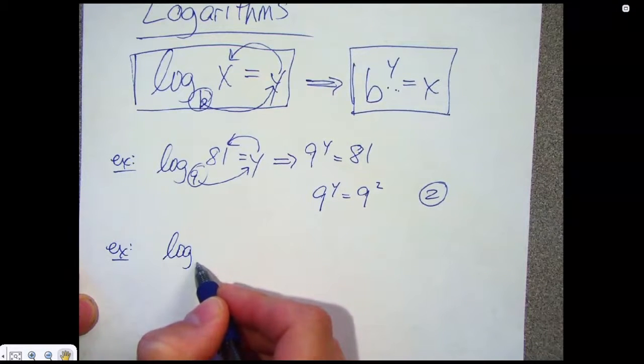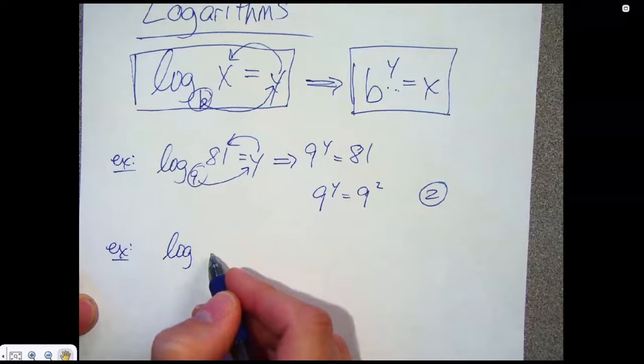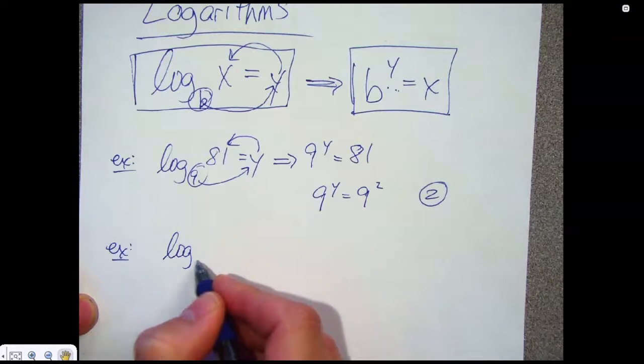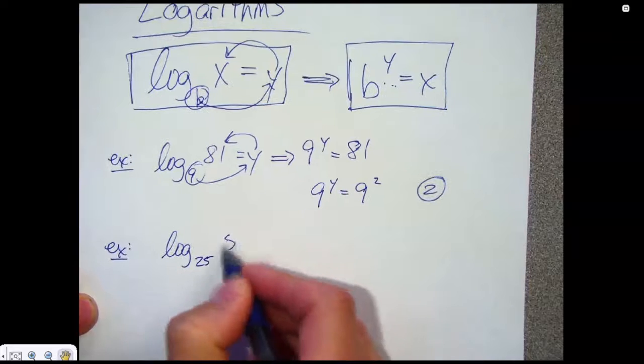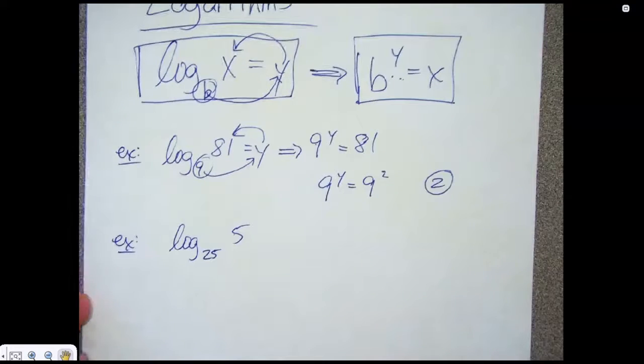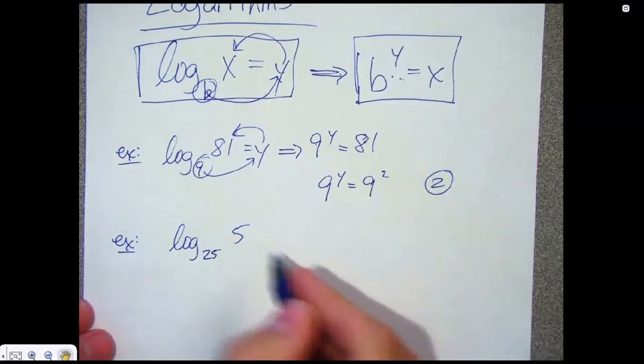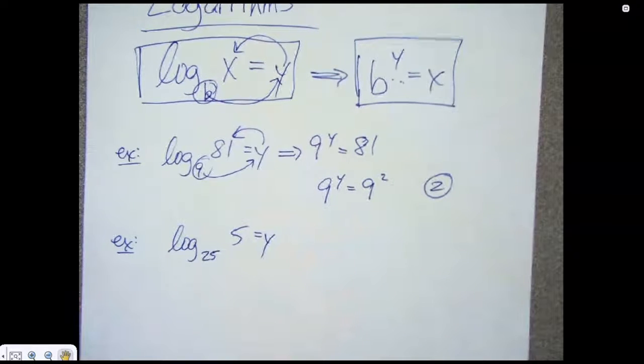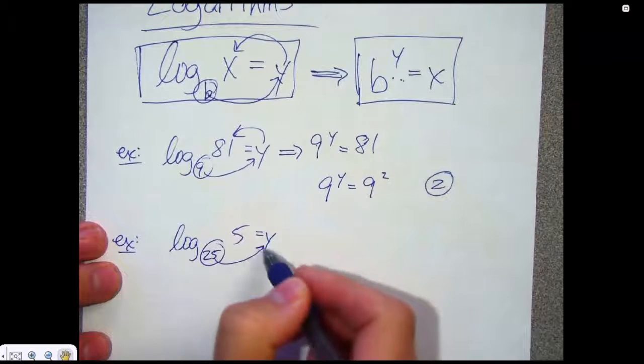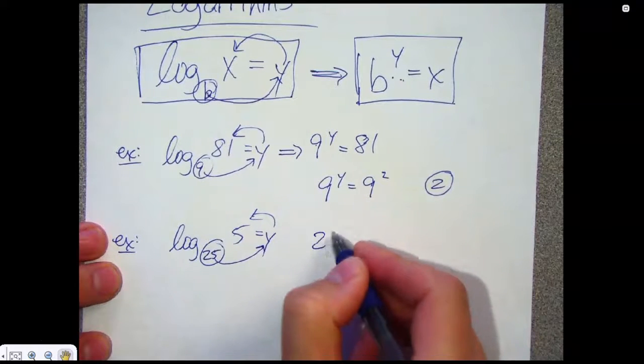So this can get a little tougher than those. Let's do another simpler one first. Let's say log base 25 of 5. So again, I'm going to throw the equals y on there. I'm going to do my little circle pattern here. 25 to the y equals 5.